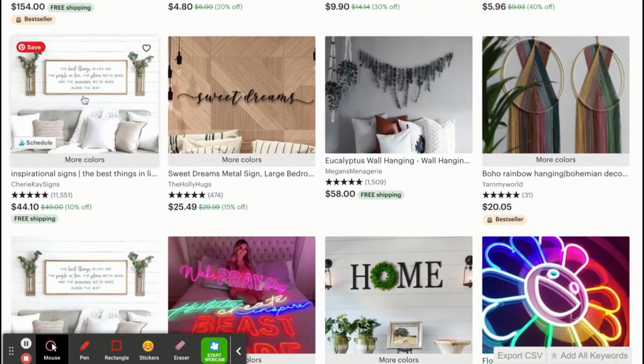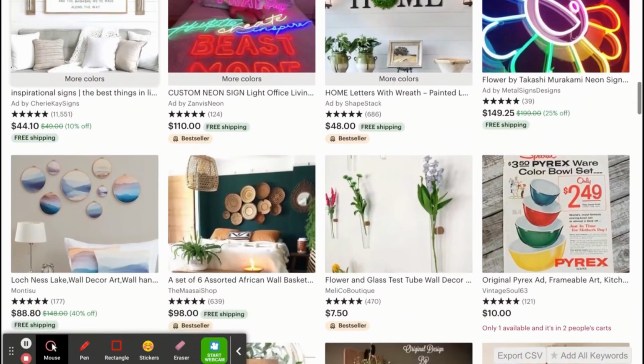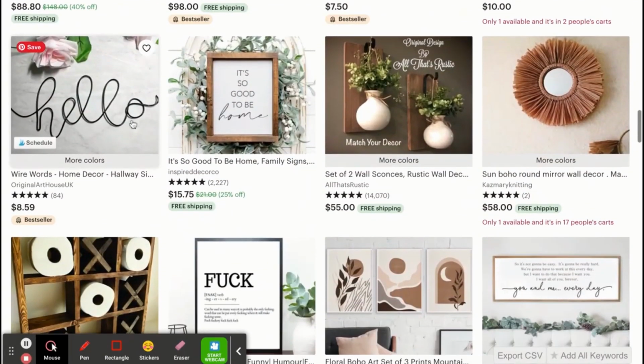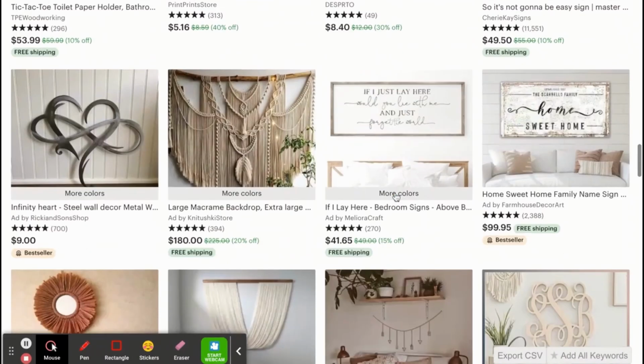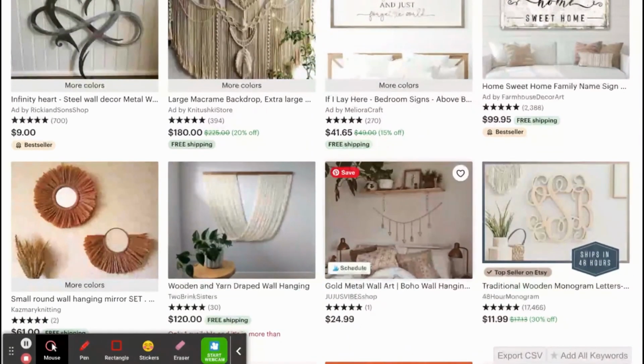Some of the inspirational signs, it may be big, but if I can get this in a smaller format, maybe it's possible that I could sell this. I'm just scrolling through to get ideas. Something like this might be something that I could sell. I don't know if it comes with the wrap, but if it doesn't, maybe. Boho art set. Looks like this is popular, but the price point is fairly low. So I'm going to keep scrolling.